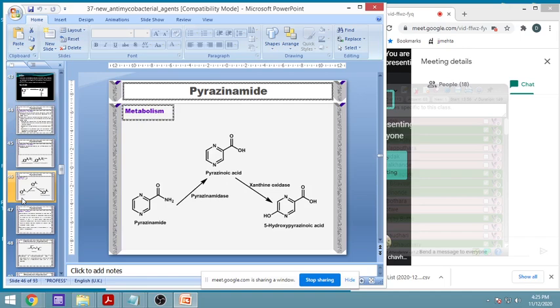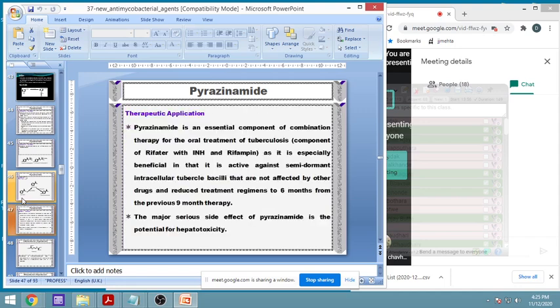In metabolism, it is metabolized, as I told you, into pyrazinoic acid, and then it is converted into 5-hydroxypyrazinoic acid. The enzyme involved is xanthine oxidase, because it is similar to nicotinic acid, and this xanthine oxidase is metabolizing it. In gout, if you remember, we use xanthine oxidase inhibitors like allopurinol, etc. Then it can cause accumulation of this drug. This has to be taken care of.